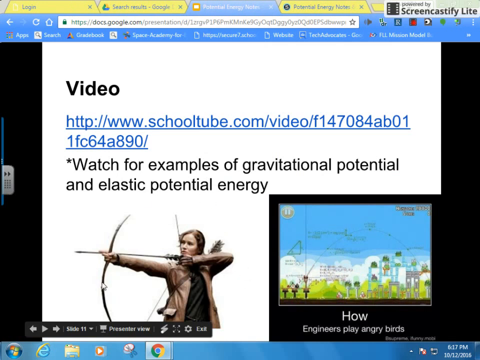Some other examples where we have elastic potential energy. You're probably all familiar with Katniss from the Hunger Games. She shoots those bows and arrows. We also have, this is just kind of funny down here, it says how engineers play Angry Birds, and it's a bunch of calculations showing how they would come up with their trajectories for playing Angry Birds.